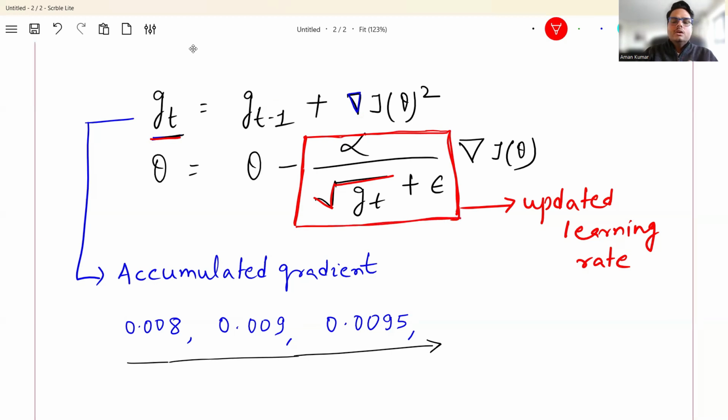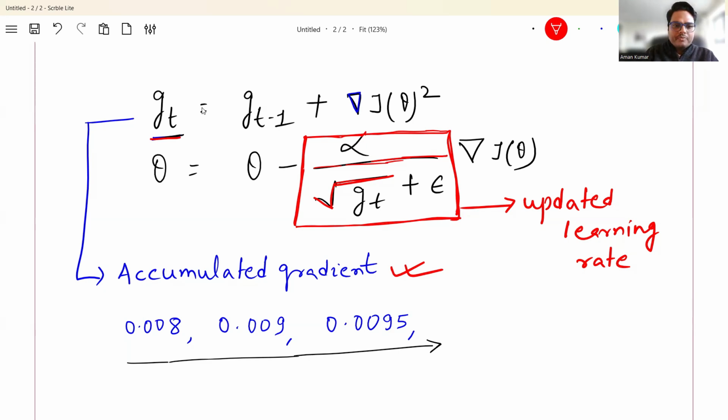So what are you achieving here? You are achieving a high value of gradient and a low value of learning rate, and that will adjust your step size. The rest of the thing remains the same. In normal gradient descent, theta is equal to theta minus alpha times the derivative of loss. Here you are not taking alpha as it is, rather you are normalizing alpha, or adjusting alpha, based on the accumulated gradient. You are simply adjusting based on the value of the gradient.